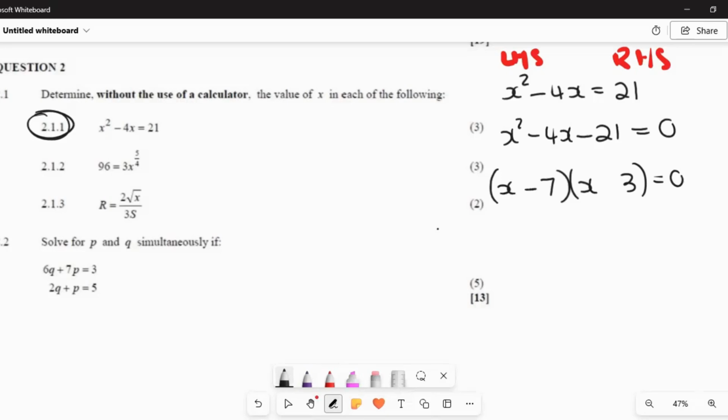So now the 7 should be the one that is negative because it is the bigger factor. Remember, if we have a negative sign here, the bigger one of these two factors should be the one that becomes negative. So we have negative 7 and positive 3. Then x minus 7 is equal to 0, or x plus 3 is equal to 0. Therefore x is equal to 7, or x is equal to -3.